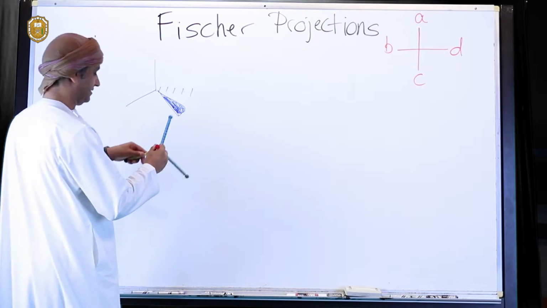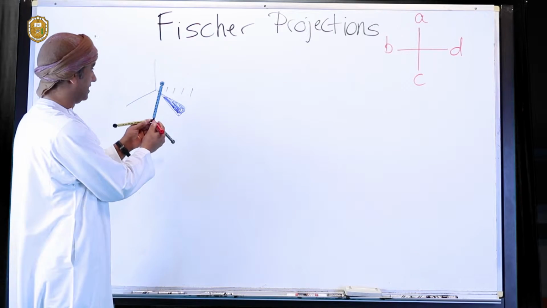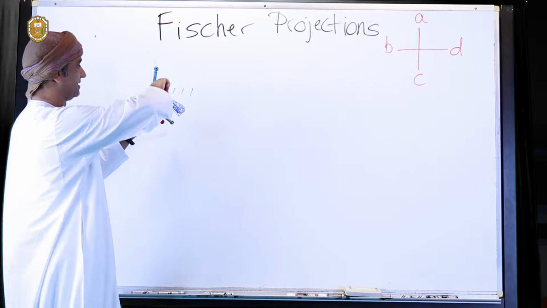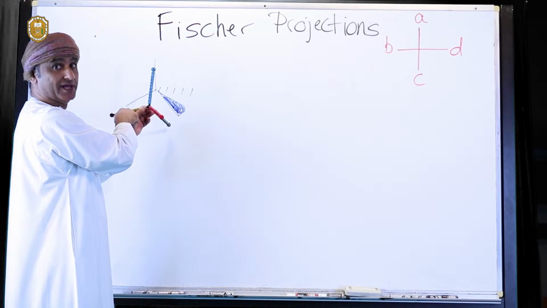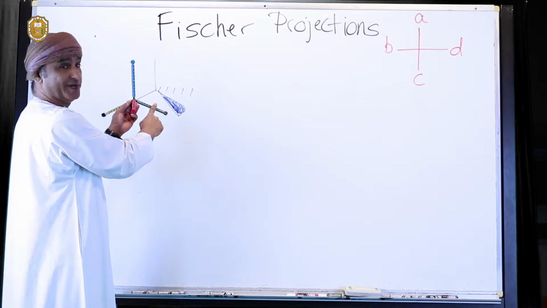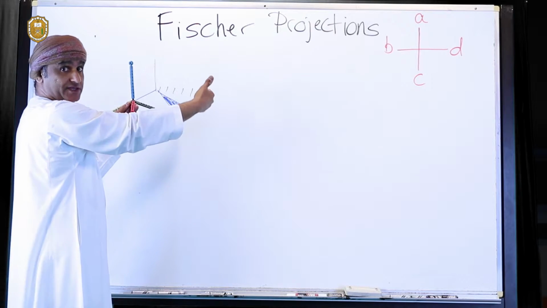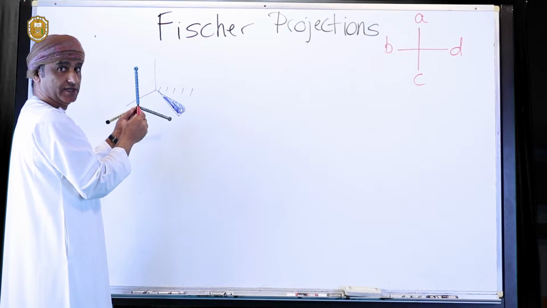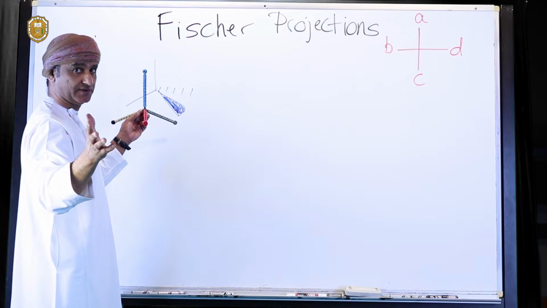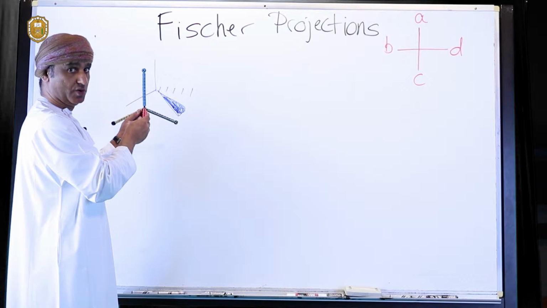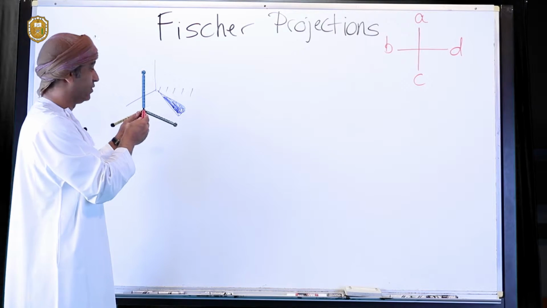So this model is like this drawing. This blue bond is on the plane, this yellow bond is on the plane, and the green one is outside the plane, at the back or at the rear. The red one is outside the plane, but towards you as a viewer. That's why it is represented by a heavy wedged line.